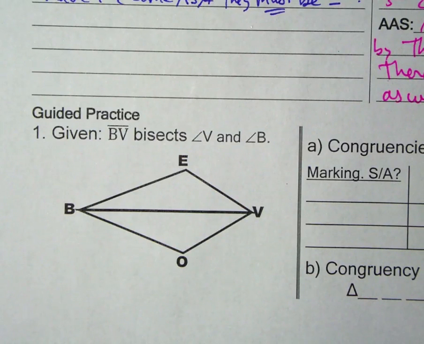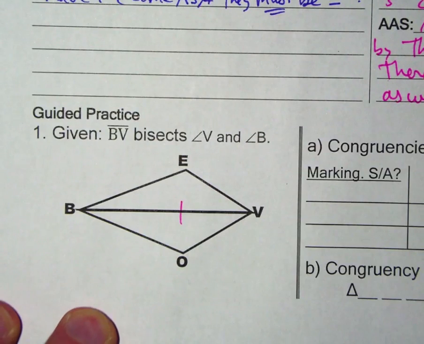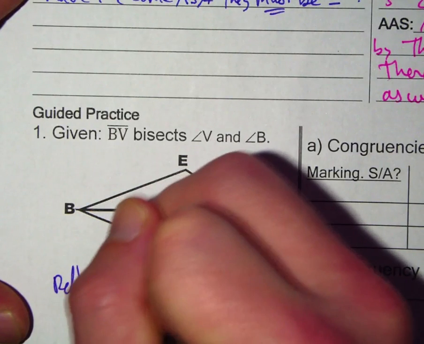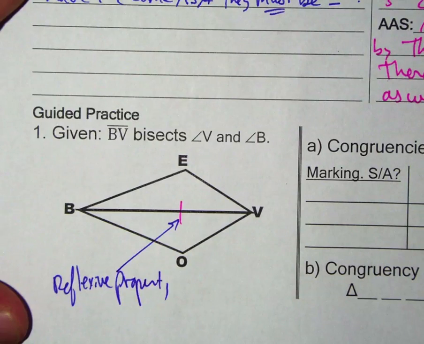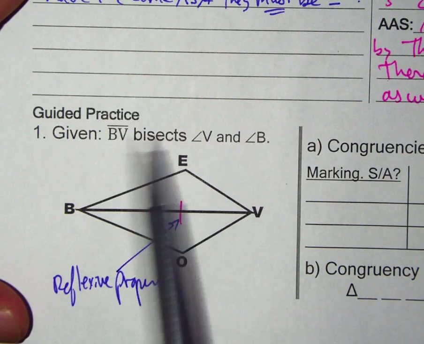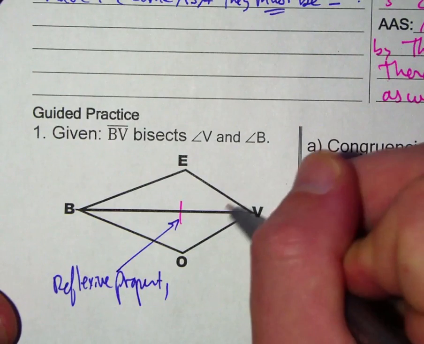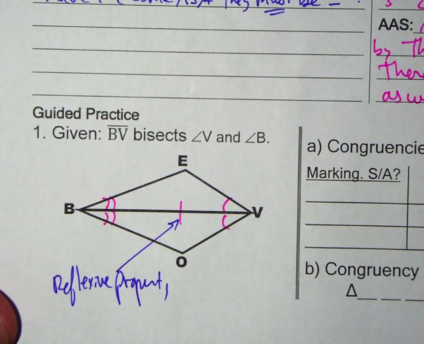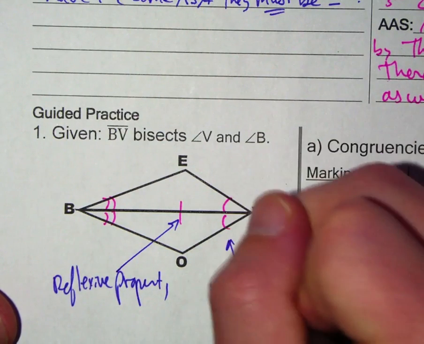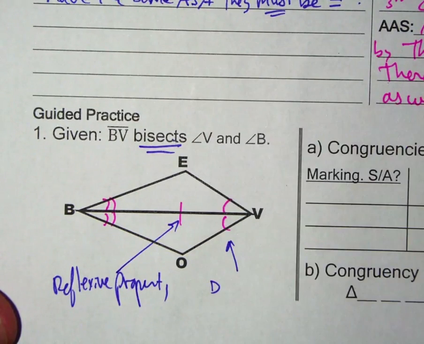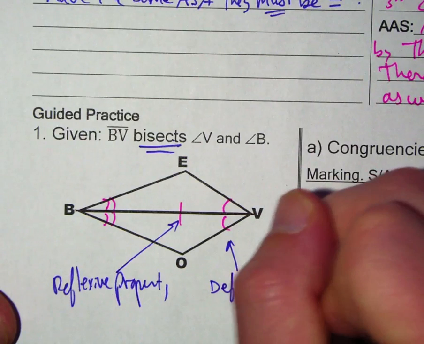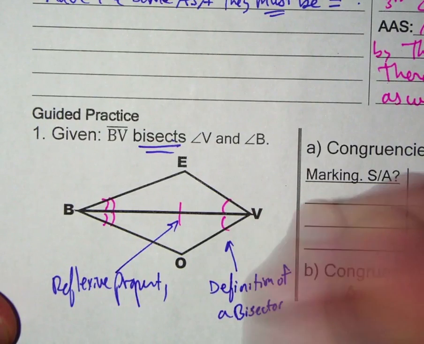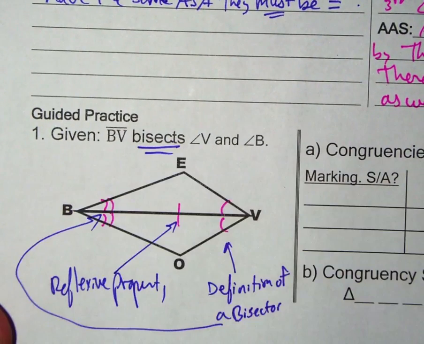No markings on this diagram, which means we have to provide them. You can pause this and try it on your own first if you'd like. That's going to be the reflexive property. Going up here, segment BV bisects angles V and B. So here's angle V, bisects that. It also bisects angle V. Use two arcs. Make sure you do that. And the reason I could put this mark is, they didn't give it to me, but they told me I have a bisector. So that's the definition of a bisector. And that also works for this one here.